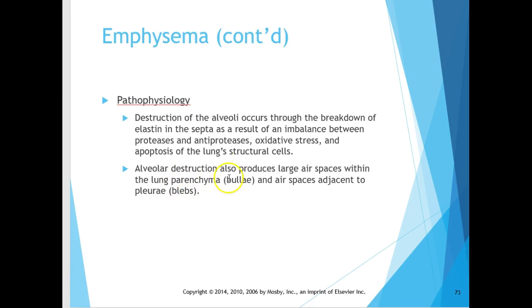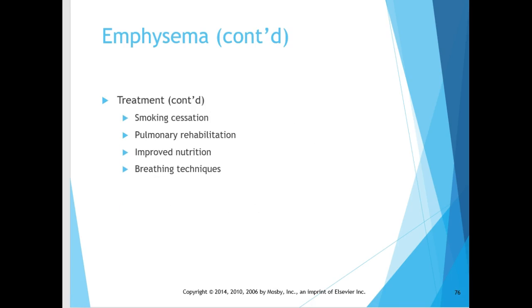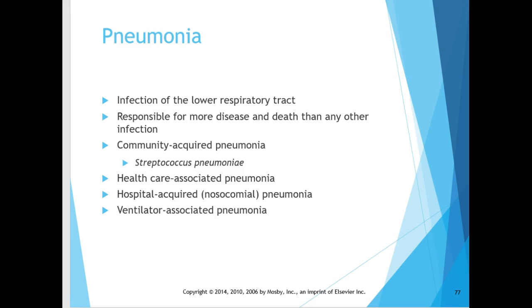Going back to our slides, they talk about how you get these large air spaces because you have destruction of the alveoli. So basically you're just tearing down the infrastructure of the lungs. These people do not do well. Let me see if they're going through anything else. Then you have pneumonia.